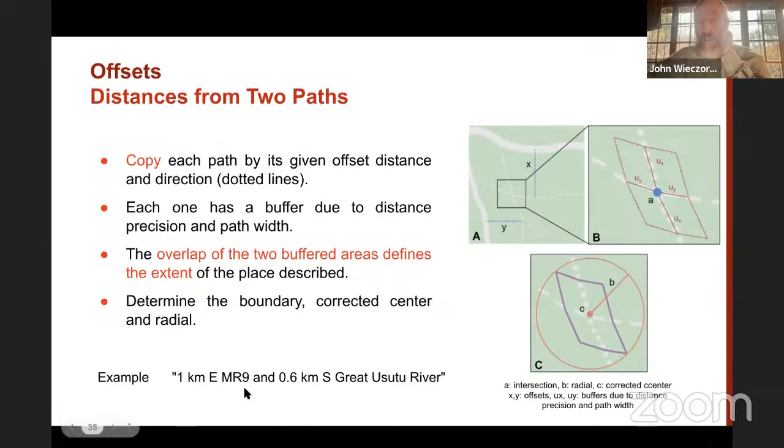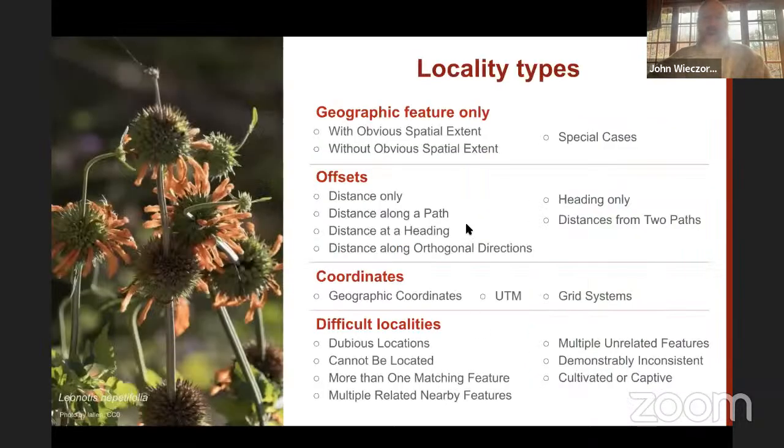and then start measuring what a kilometer east of MR9 means, drawing a line or a polyline, and the same thing with the river, drawing another line or a polyline, in order to get the polygon within which those things seem to be true at the same time. So it'll end up being an intersection, and the uncertainties associated with the kilometers and the directions will end up defining a polygon that allows us to make a georeference for these things. So a little more complicated than the things we've seen before. Those are all the locality types that include offsets.